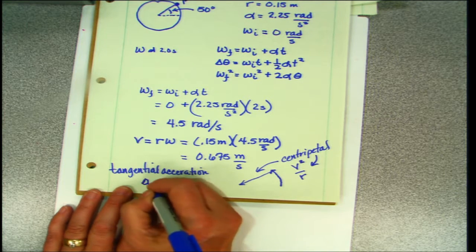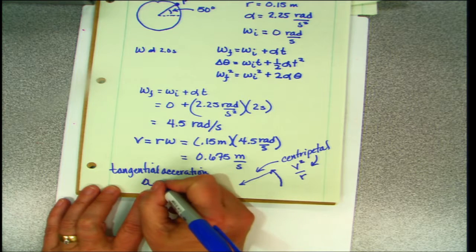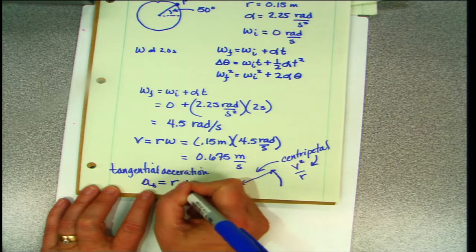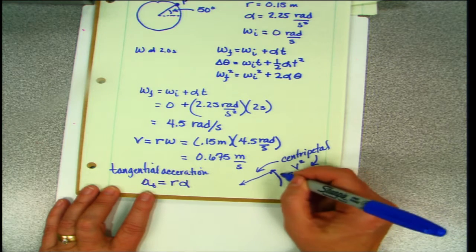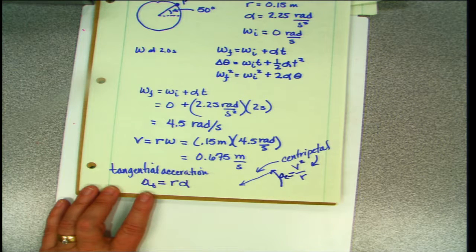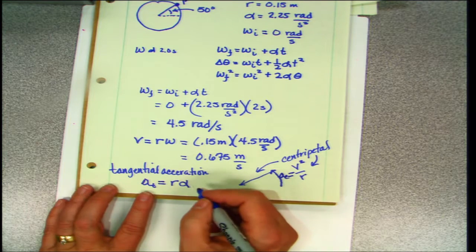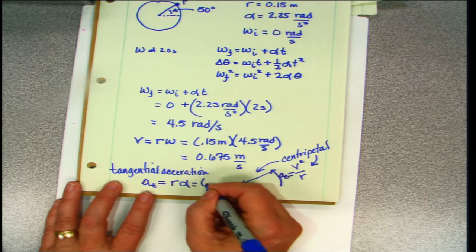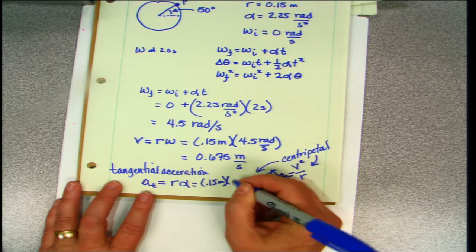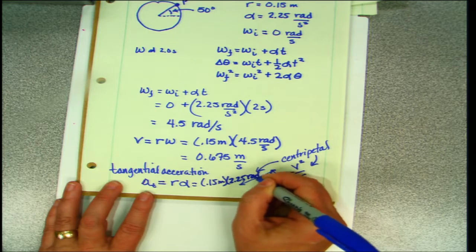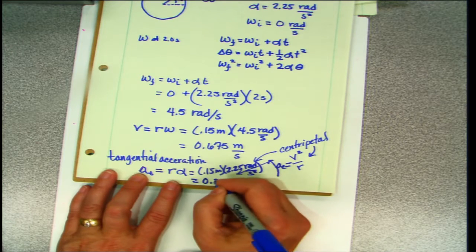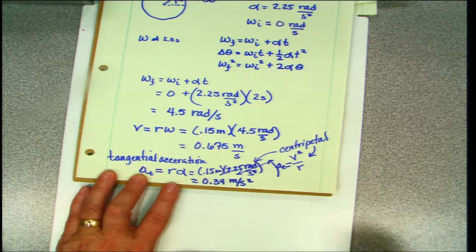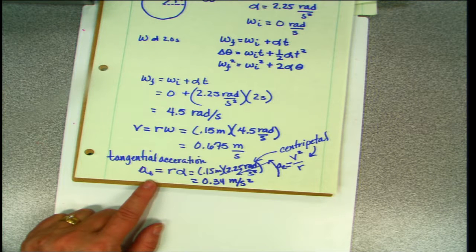If I go ahead and plug in for the tangential one, I'm going to get my 0.15 meters times my 2.25 radians per second squared. That's going to equal 0.34 meters per second squared. That's my tangential acceleration. But I also have a centripetal acceleration, so I have two accelerations. And if you think about this, I'll give you guys a second to write stuff down.